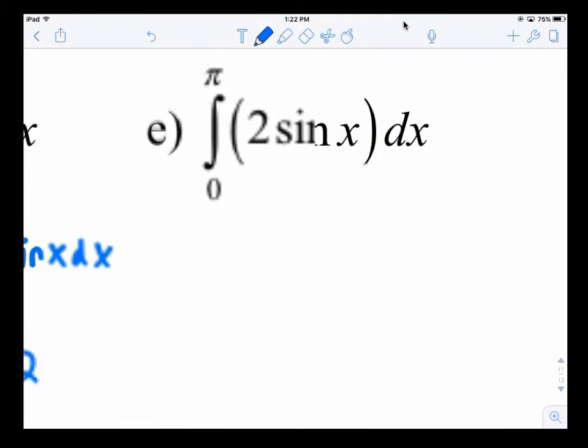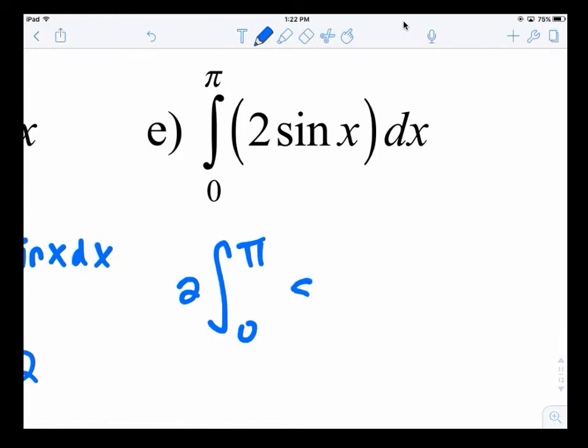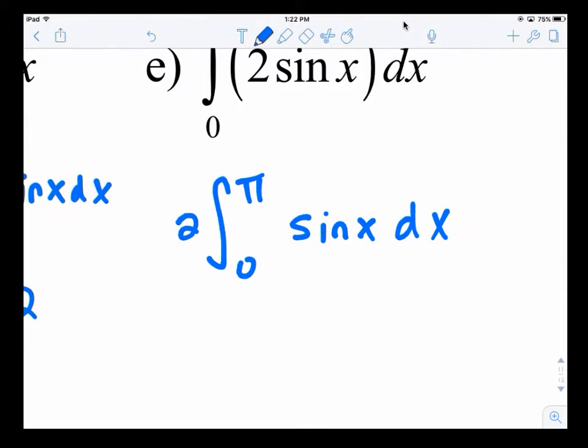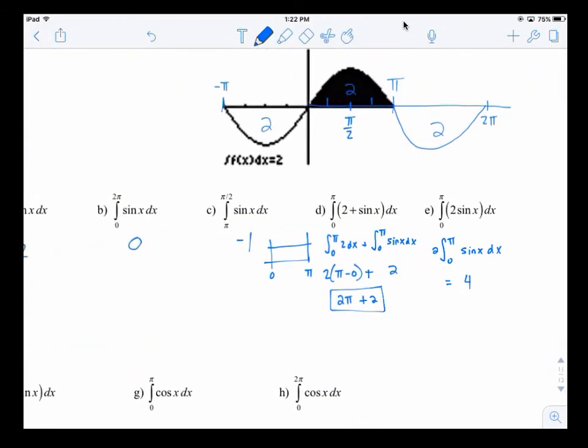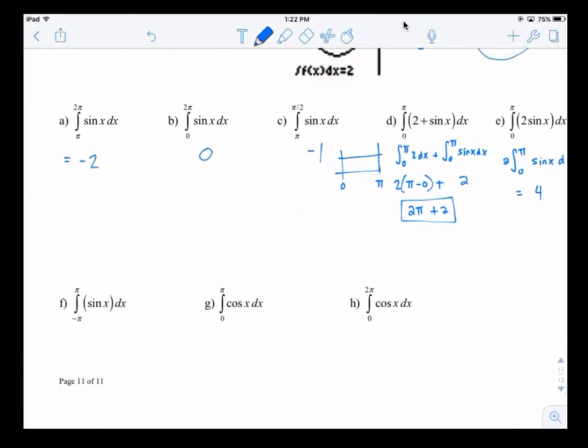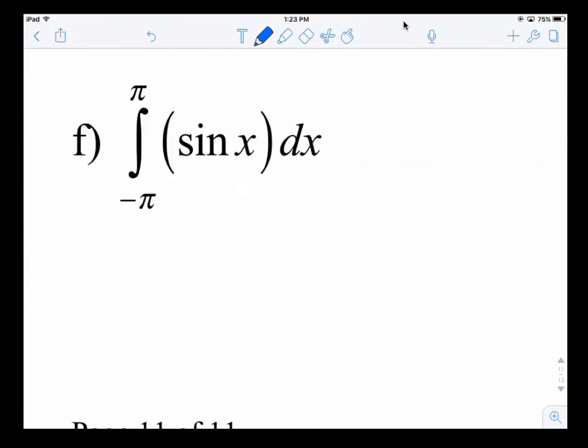All right, what can I do with letter E? Put it out front, right? So I know from 0 to pi, it is 2, right? And then I have that 2 out front. So my answer would be 4. What would it be from negative pi to pi? 0. Good.